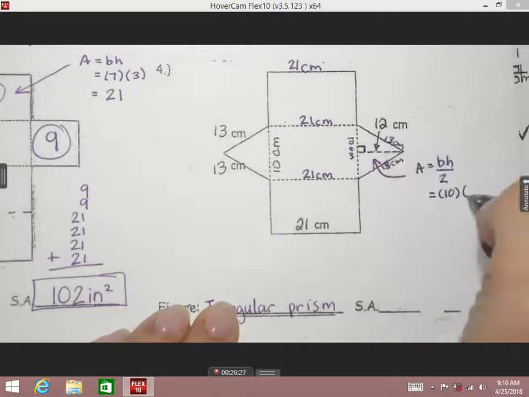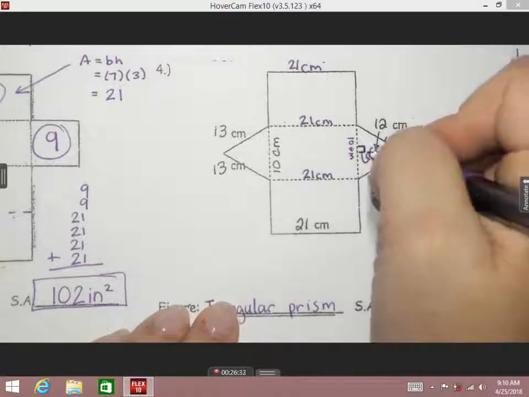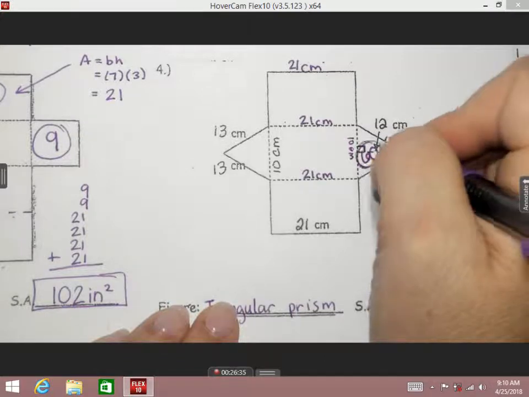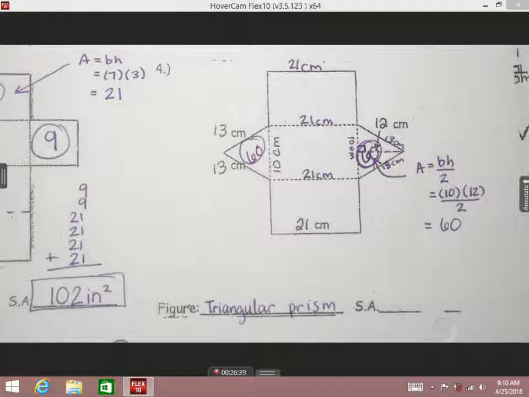12. It's that dotted line going through the middle, divided by 2. That's going to give me 60. So I get 60 for that triangle and 60 for that triangle, because remember, for a prism, it's going to have to match. All right.